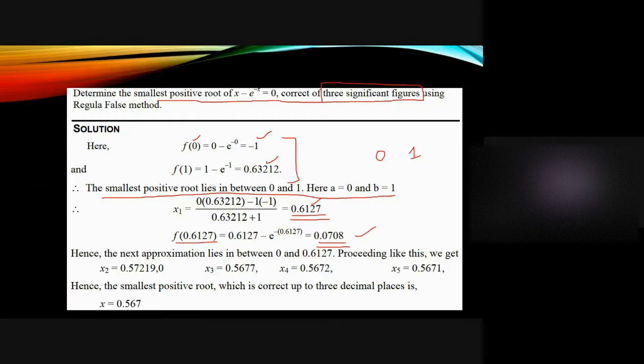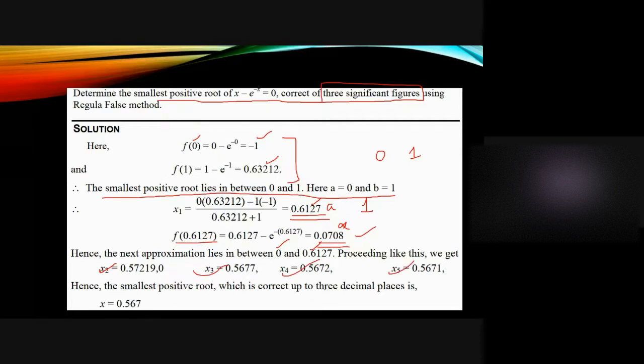So we will keep on approximating. Our new a value will be 0.6127, and our new b value will be 1. I'm sorry, in the reverse way. Our a value will be 0, and we have converged the b value to 0.6127. And by proceeding in the similar way, we got the new values of x2, x3, x4, x5.